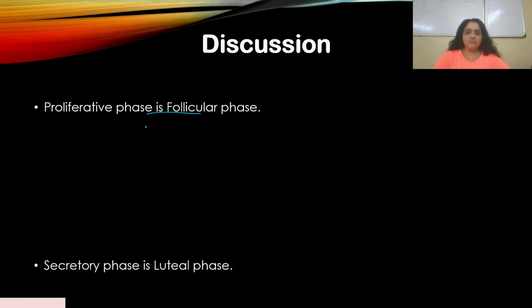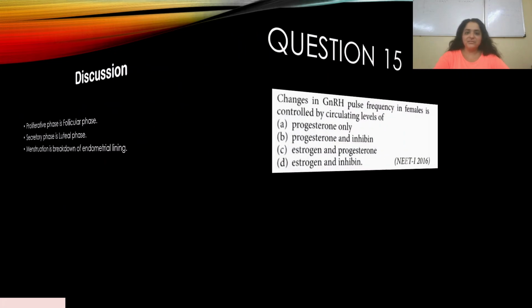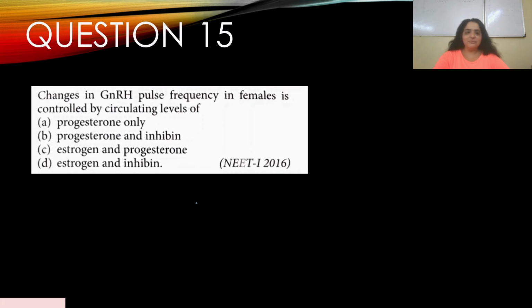Proliferative phase is follicular phase, secretory phase is luteal phase, and menstruation is breakdown of endometrial lining. So this answers our question. Let's move on. It's pretty simple. Question number 50. Changes in gonadotropin releasing hormone pulse frequency in females is controlled by circulating levels of, and this appeared in NEET 2016. So remember, in females, when gonadotropin releasing hormone is secreted from hypothalamus, it happens in pulses.